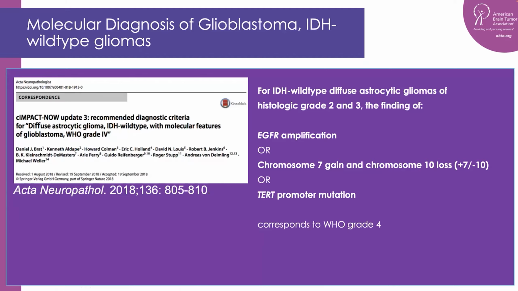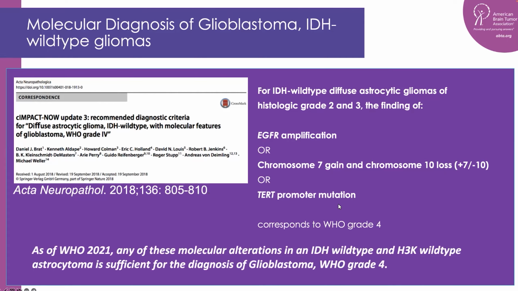So I just mentioned that in the past, glioblastoma and grade 4 astrocytomas were defined by histologic features. Those were these things called microvascular proliferation and necrosis. But now we can diagnose them by molecular findings. Again, the specific ones being EGFR amplification, chromosome 7 gain, chromosome 10 loss, or a TERT promoter mutation.